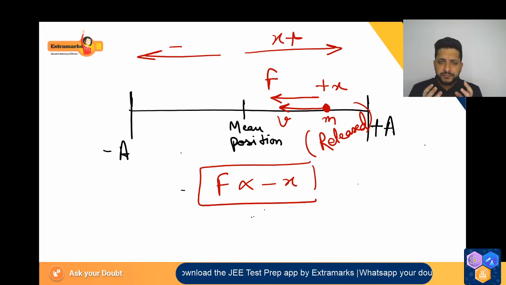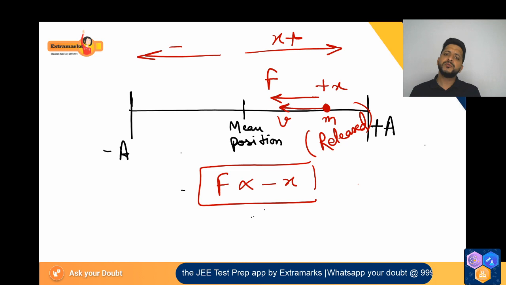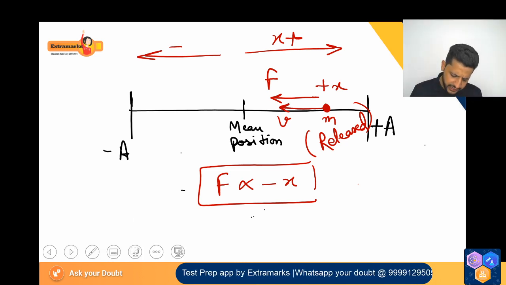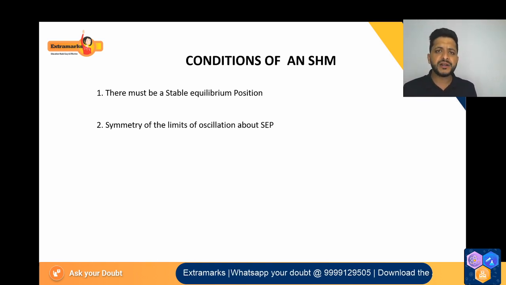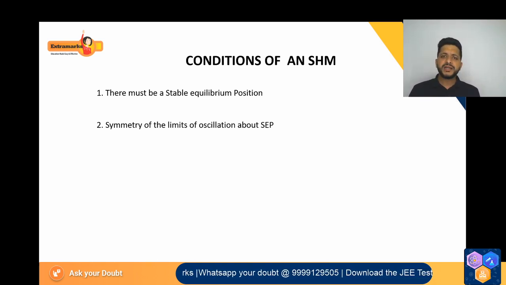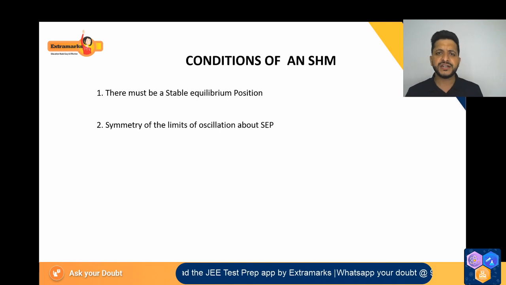And what we mean by tendency to show simple harmonic motion, let us proceed to the next slide and I will tell you. The tendency to show simple harmonic motion means the particle must fulfill certain conditions, and only then is the particle going to undergo simple harmonic motion. What are these conditions? Let us take these conditions one by one.